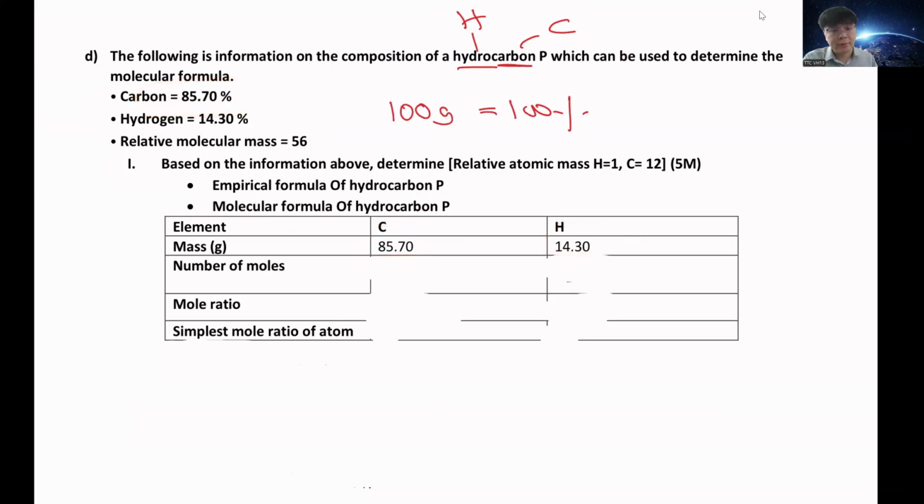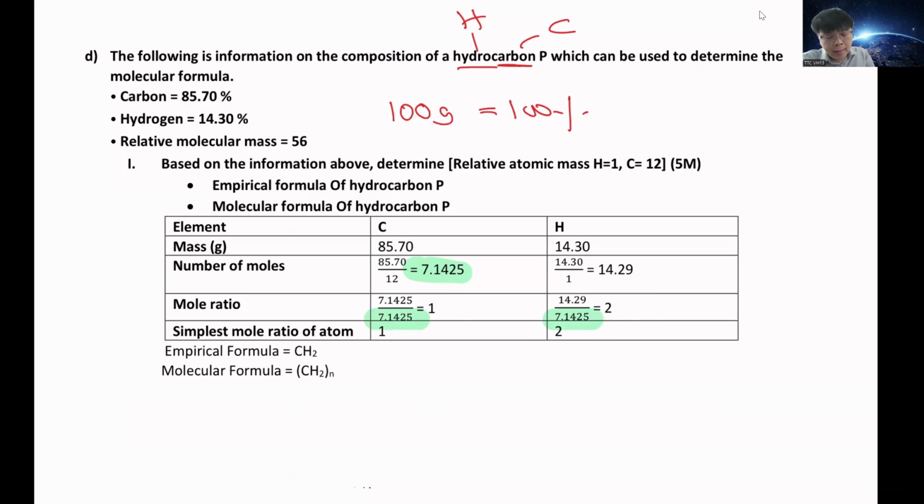85.7% means 85.7 gram. Then divide by molar mass. For carbon it is 12, hydrogen is 1. After you divide, take the smaller one, and divide both by the smaller number, 7.1425. You get the ratio 1 is to 2. Okay. Then from there, the empirical formula will be C1H2.